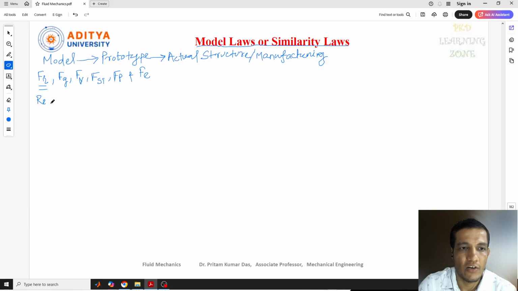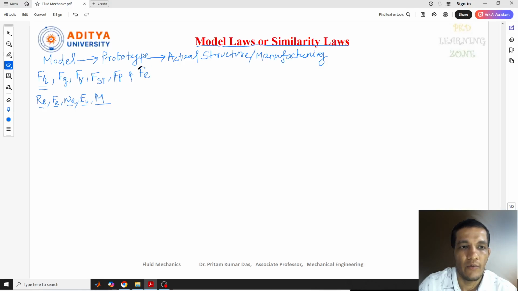One is the Reynolds number, and next is the Froude number, Fr or Fe we can say, and similarly we can write the Weber number, We, and next is the Euler number, Eu, and the last, but not the least, the Mach number. So these are some dimensionless numbers.